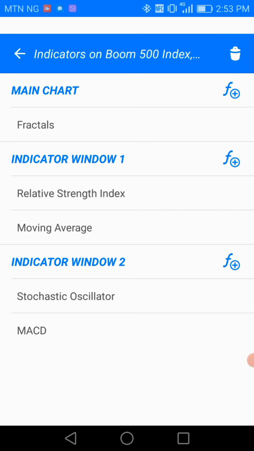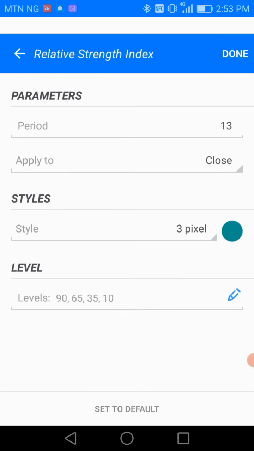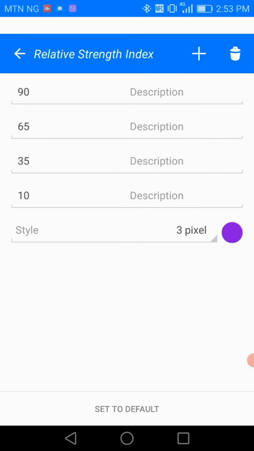But on indicator window 1, these are the indicators that we have: the relative strength index, the period is 13. There's an adjustment in the settings, it is not exactly the same as the Sharpshooter, okay? You apply it to close, the style is 3 pixels, and the color is the color you are seeing. You can use any color of your choice. Then the levels, very, very important: 90, 65, 35, and 10, okay?